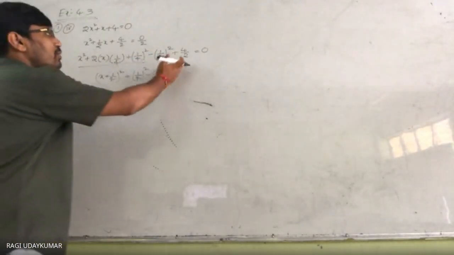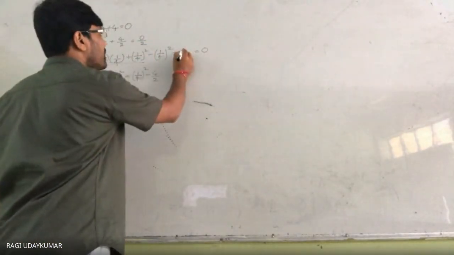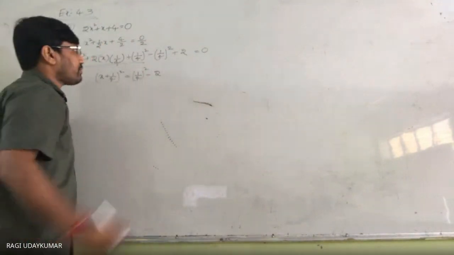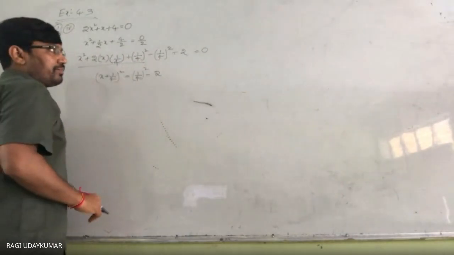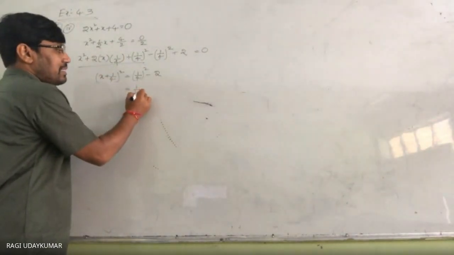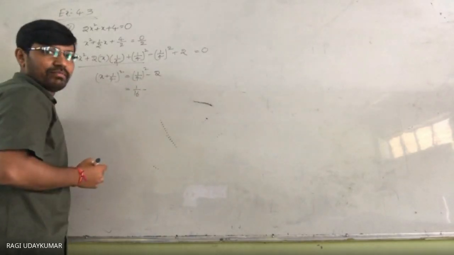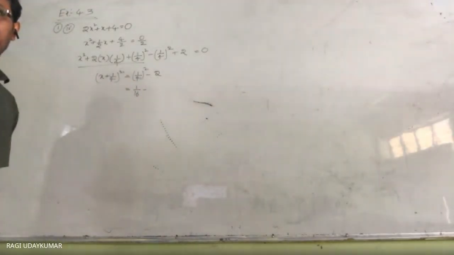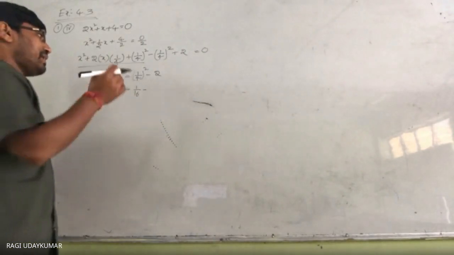Actually, 4 by 2 value, if you want, you can write it as 2 itself here. इधर भी 2 लिख सकते हैं आप चाहे, because 4 by 2 value 2 है ना. Next, इसको simplify करना है, 1 by 16 minus 1 by 16.